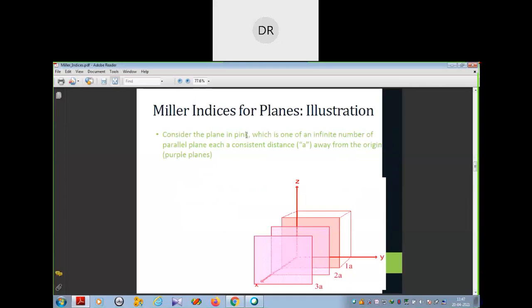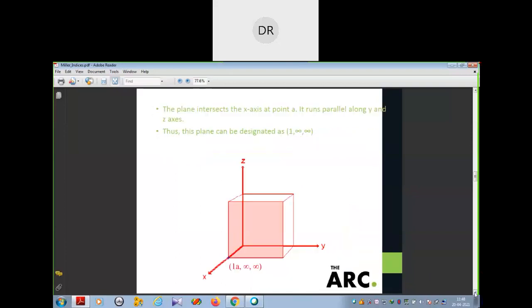Now you see Miller indices for planes. Consider a plane in pink, which is one of an infinite number of parallel planes at a consistent distance a from the origin. This one is 1a, this is 2a, and this is 3a. This is the distance for the parallel planes, in purple.